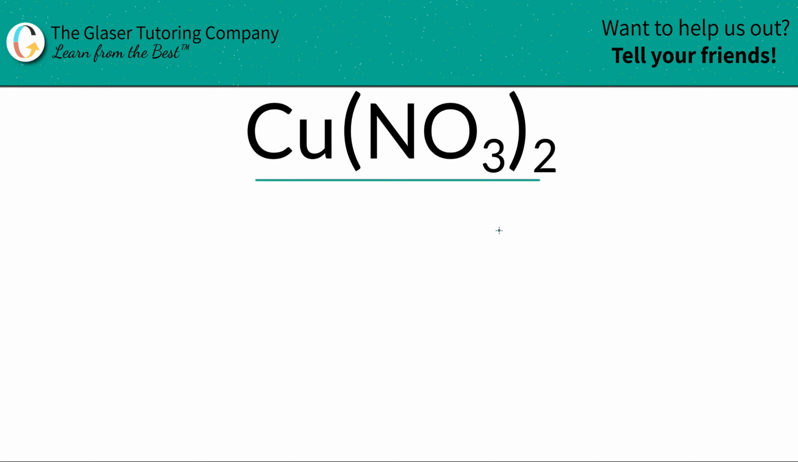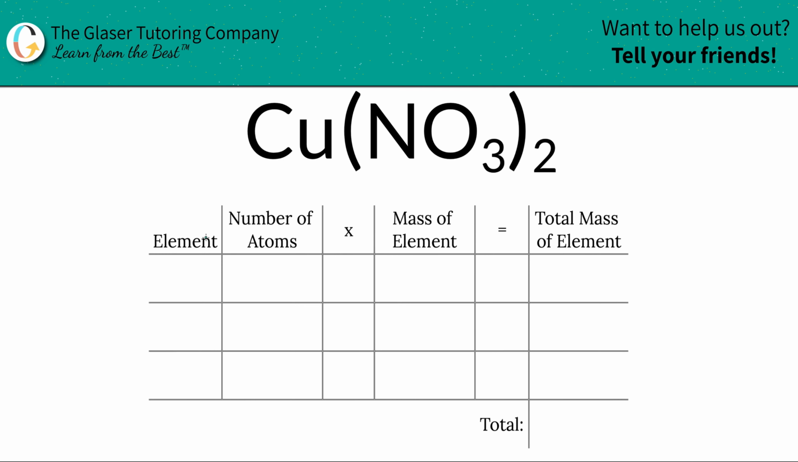Today, I'd like to teach you how to find the molecular mass of copper-2 nitrate, and I've created the following table to help us out. Bam! So the first step is to write down the elements we see in the compound, right? So we see copper, Cu, we see nitrogen, N, and we see oxygen, O.